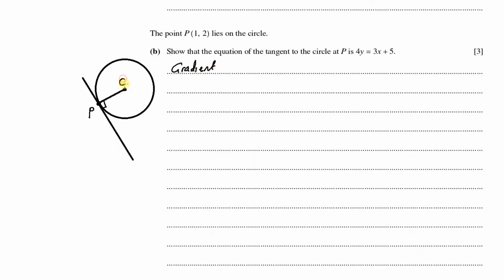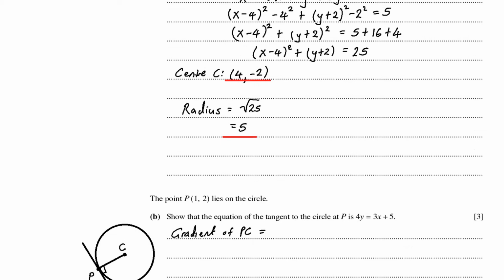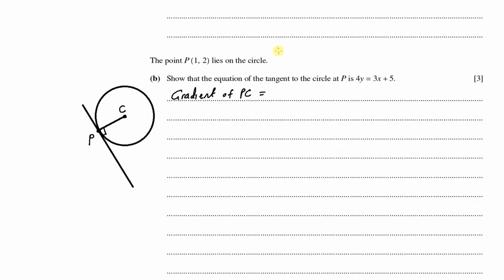So this is the center C, and we've got P here. So let's say gradient of PC. All right, so we're going to use the coordinates. The coordinates of the center, we got them to be 4 and minus 2 here. So we're saying C is 4 and minus 2. So the gradient will be minus 2 minus 2. That's the difference in the y coordinates, divided by 4 minus 1. And this is going to give us minus 2 minus 2, that's minus 4. And 4 minus 1 is 3. So the gradient of PC is minus 4 over 3.